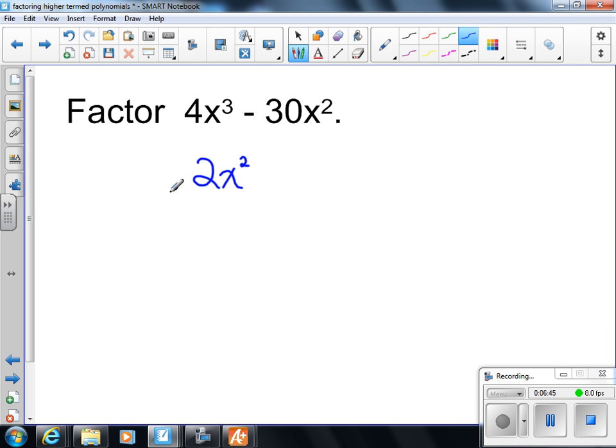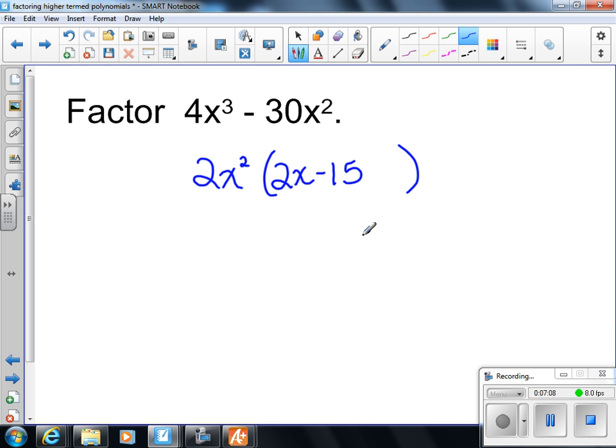So this was my common factor. It's out there by itself, correct? What would be left if I did divide this by 2x squared? You'd have a 2x. Okay, now what would happen to this term if I divided it by 2x squared? Well, think, negative 30 divided by 2 is negative 15.